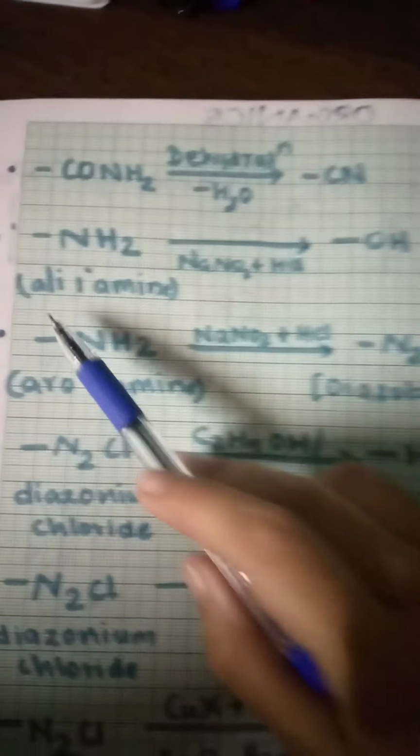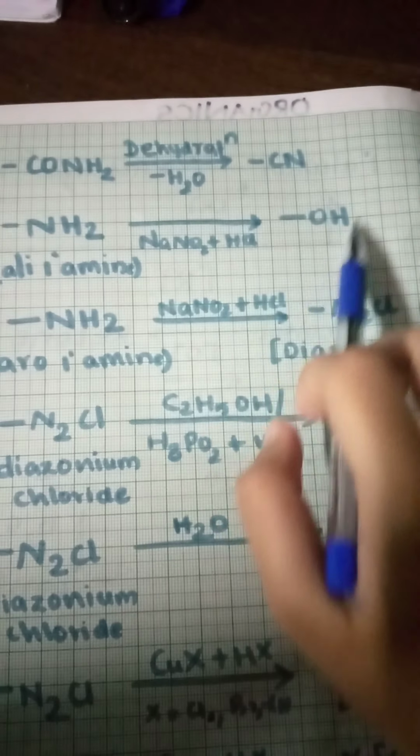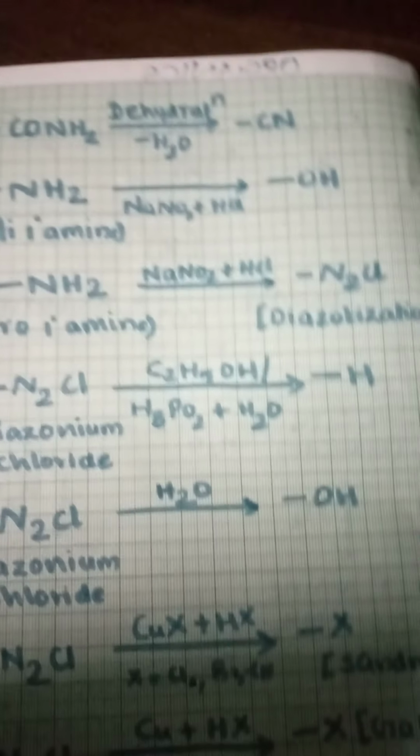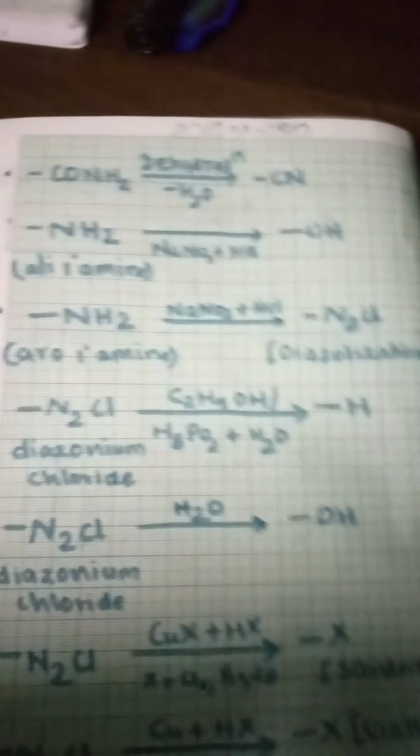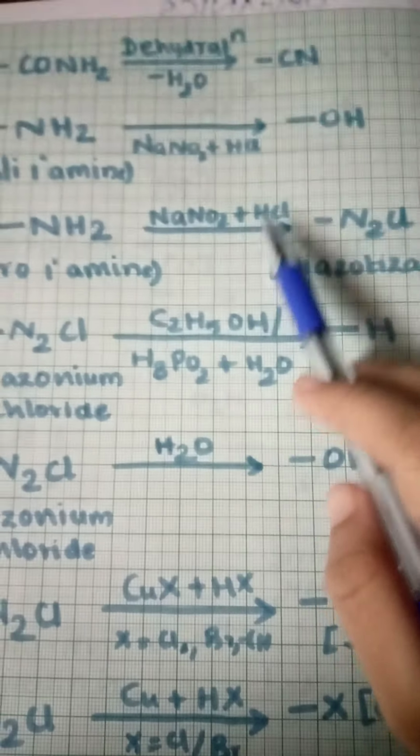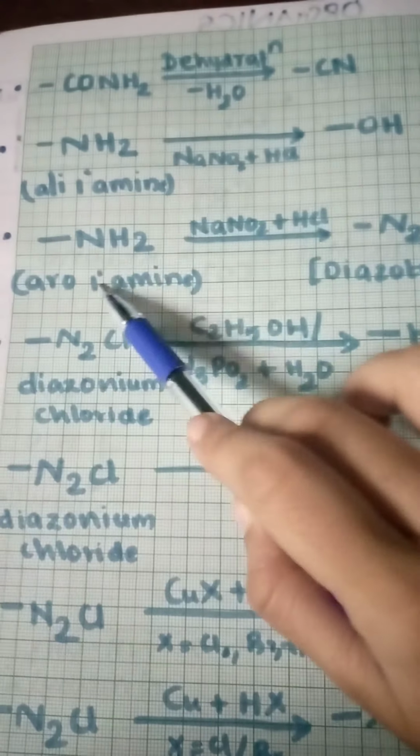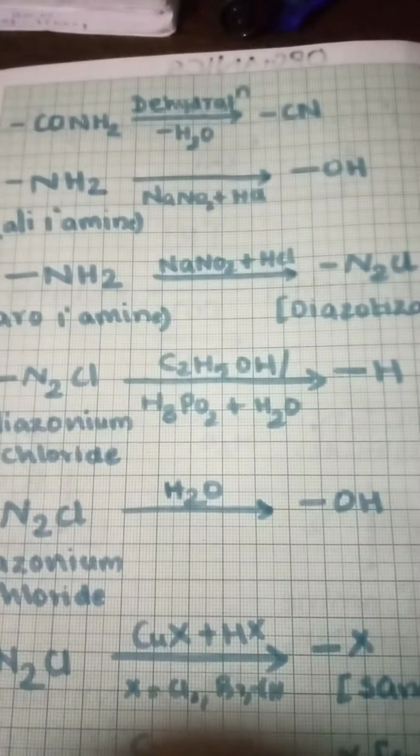And then aliphatic primary amine in the presence of NaNO2 and HCl will give me alcohol. With NaNO2 and HCl, the electrophile is nothing but HNO2, right? So it will give me alcohol. This was the case of aliphatic primary amine. Then in the case of aromatic primary amine, NH2 in the presence of NaNO2 and HCl, same thing, but aromatic primary amine will give me N2Cl. Remember this, children.